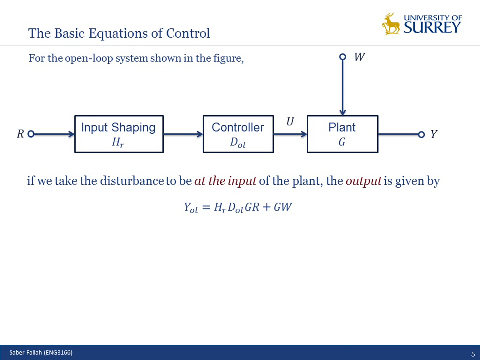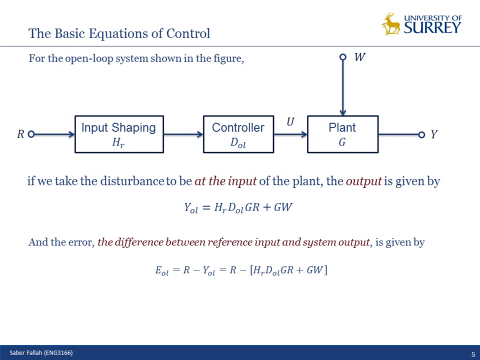If I want to calculate the error, what is the definition of the error? Difference between output and reference. Exactly. The difference between the reference input and the output signal. So the mathematical presentation of this error of the open loop is R minus YOL. R is the reference input, YOL is open loop output response.